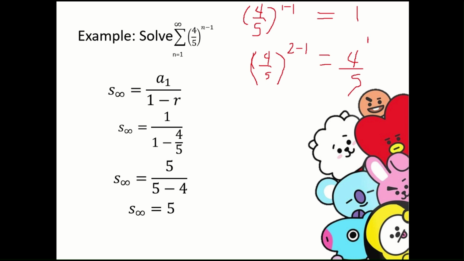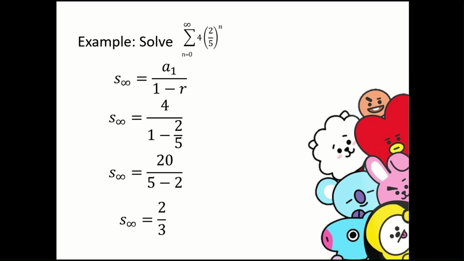Therefore, the ratio there is simple. Ratio is equal to 4 over 5. Sir, why? 1 times 4 over 5, the answer is 4 over 5. So r is equal to 4 over 5 in our formula. And typing everything in your calculator, you get 5 as your final answer, and that's how simple it is, everyone.